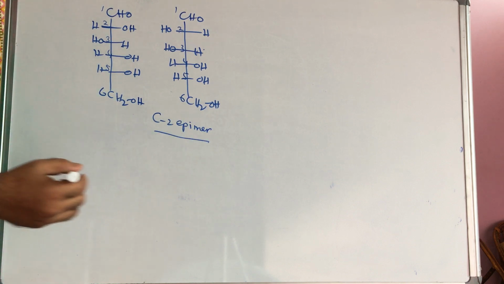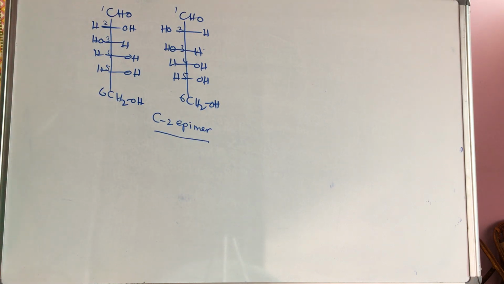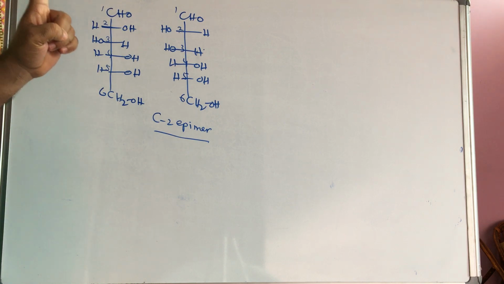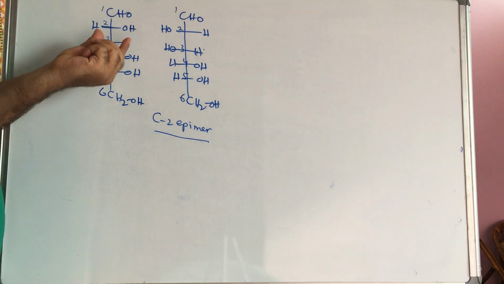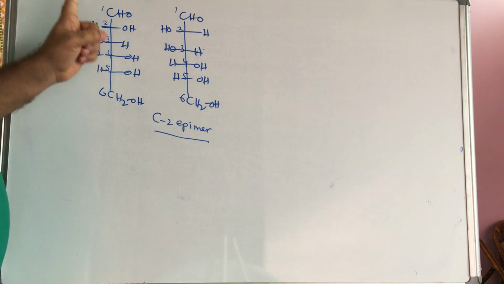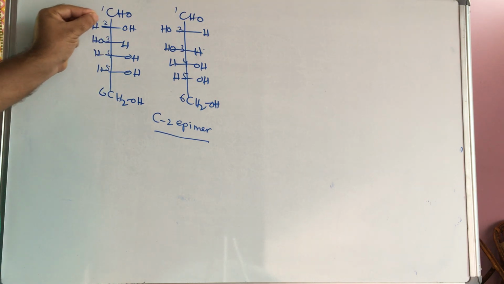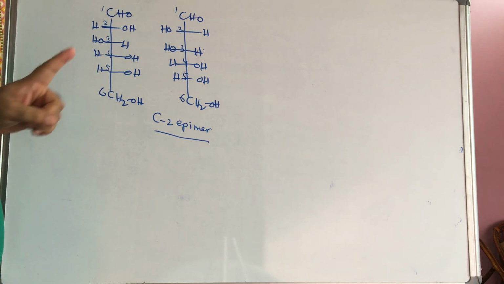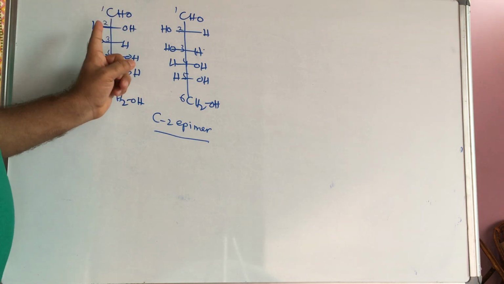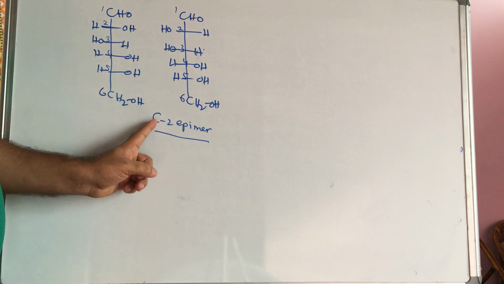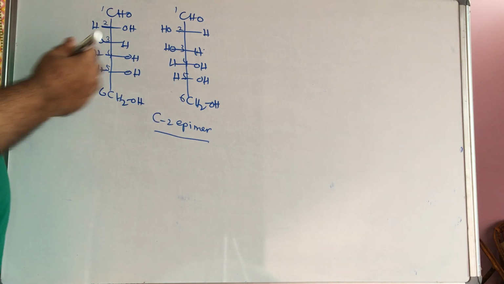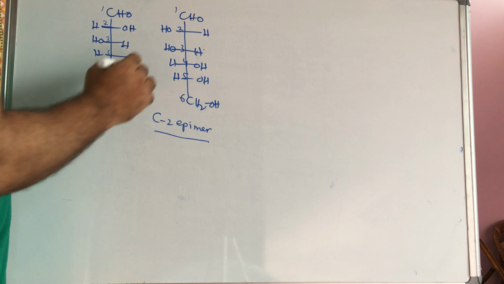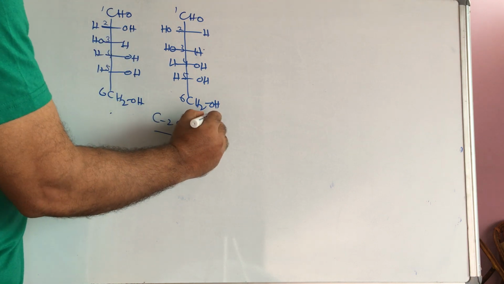Epimers, meaning what? The diastereomers which have a configuration different at any one carbon or any one atom. The configuration at one atom position should be different, not two or three atoms. Only one atom configuration difference, that is called epimers. Generally these are diastereomers. So this is glucose, this is mannose.